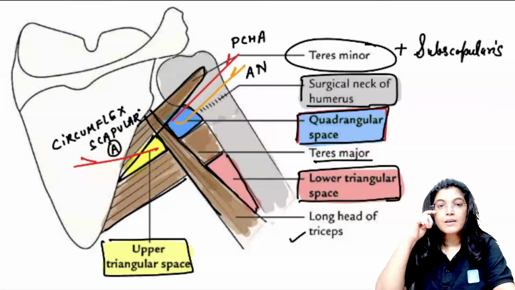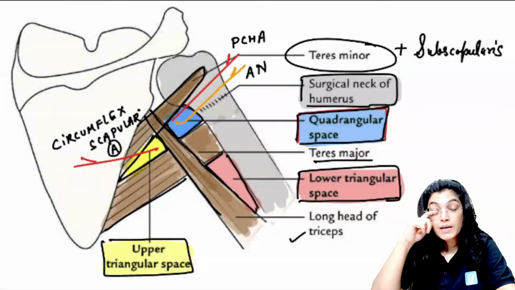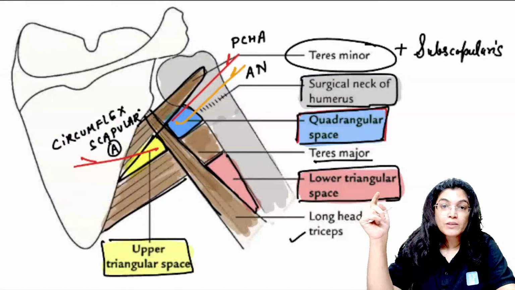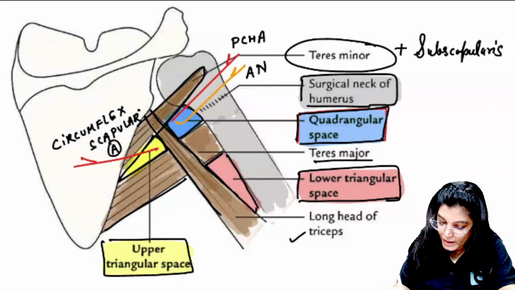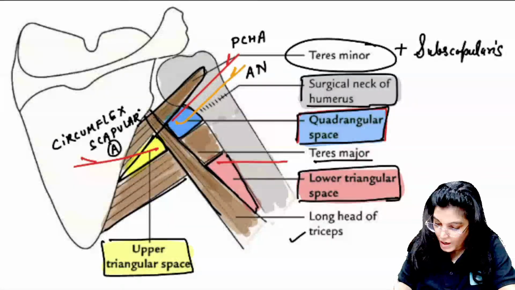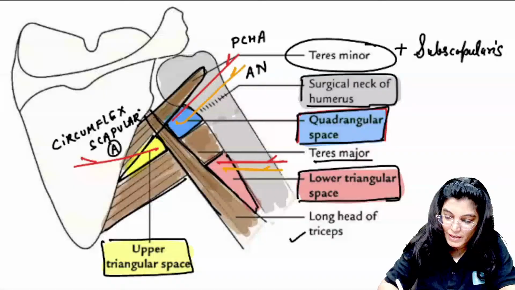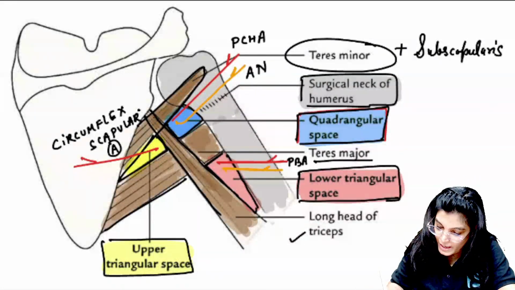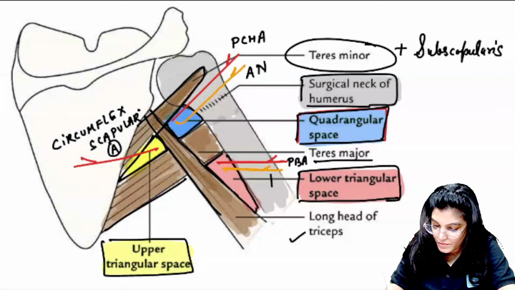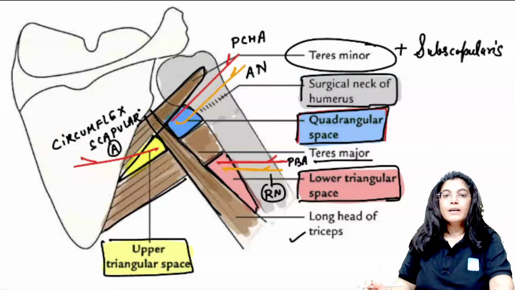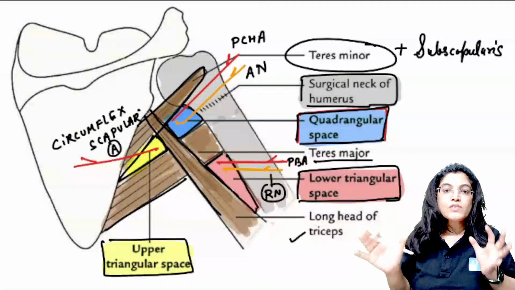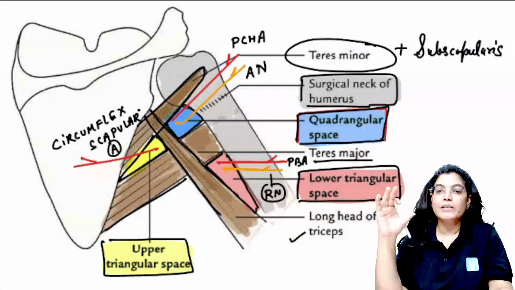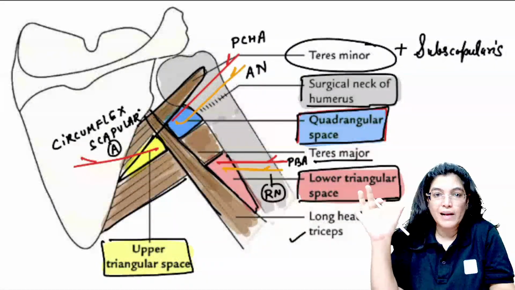You know that circumflex scapular artery is a branch of subscapular artery, which is a branch from the third part of axillary artery. And through the lower triangular space, we have again one artery and one nerve. Here the artery is the profunda brachii artery, and the nerve is the radial nerve. Which nerve is this? This is RN for radial nerve. So these are the structures which are traversing through the quadrangular space and the upper and lower triangular spaces.